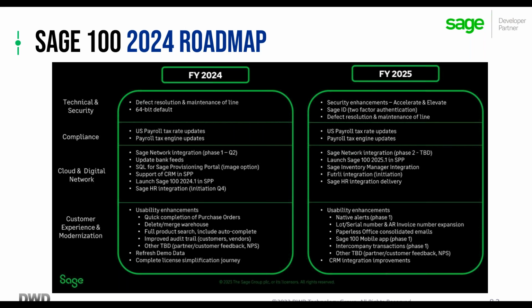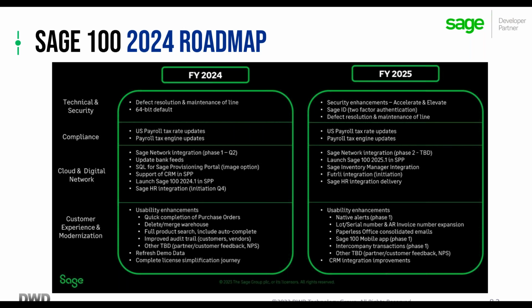They say other to be determined partner customer feedback, going back to those idea sites. That's where they're pulling from. I have sat in meetings where they've talked about some of the things that they want to do over the next year or two. The idea site has fed an idea of potentially seeing some sort of purchase order workflow with approvals. There's been other things that we have talked about that they want to work on. In 25, they will work on tying Sage ID into Sage 100.